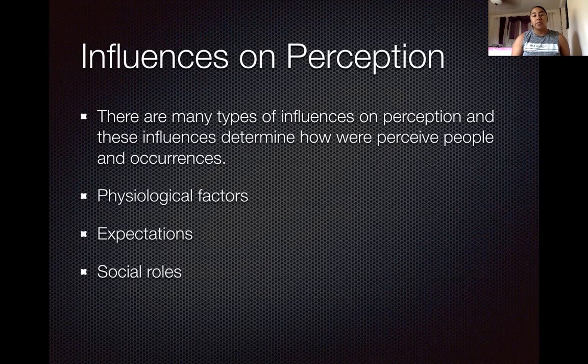Next, we have influences on perception. So there are many types of influences on perception, and these influences determine how we perceive people and occurrences. First, you have your physiological factors. So this includes the 5 senses and our physiological states.